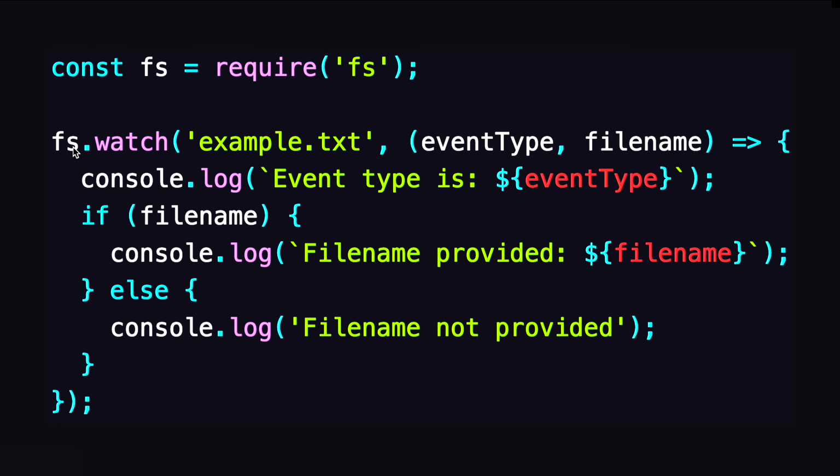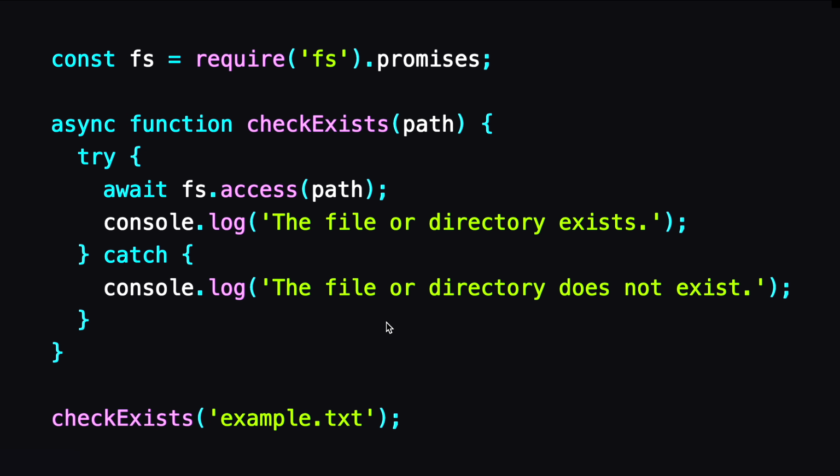We can also watch files. fs.watch is used to watch changes in the file example.txt. This callback function is called when the file is accessed or modified. The event type argument can be rename or change, and the file name argument is the name of the file which triggered the event. We can also check if a file exists using the access function.